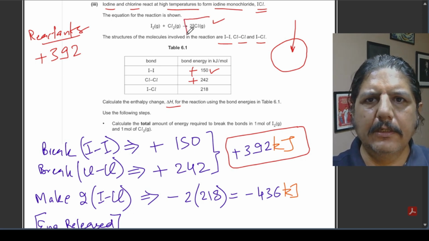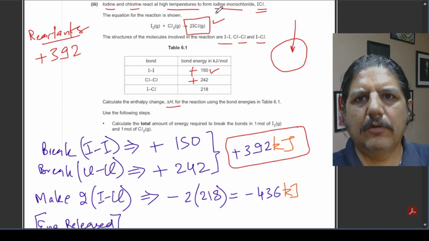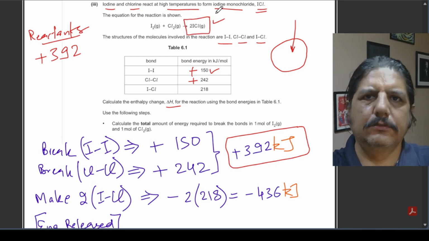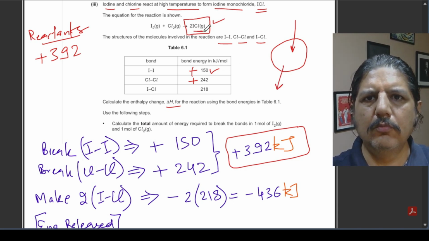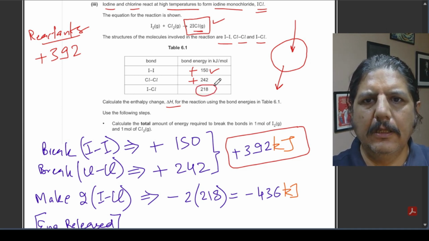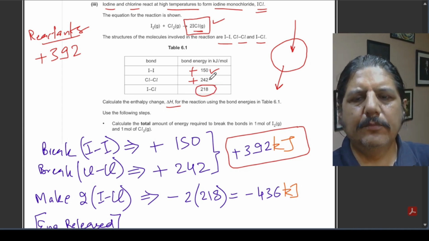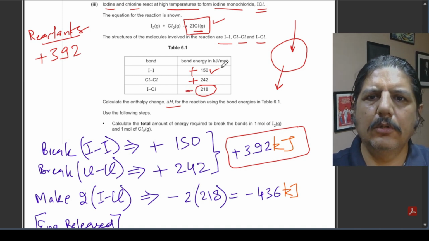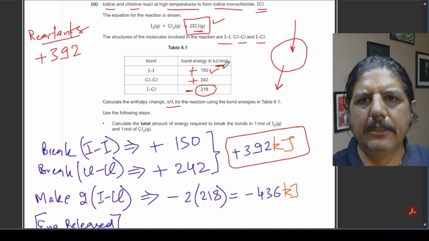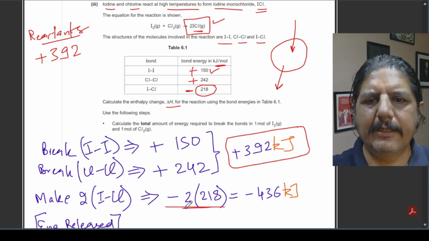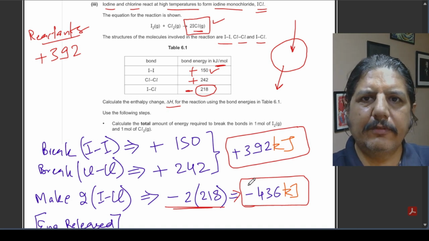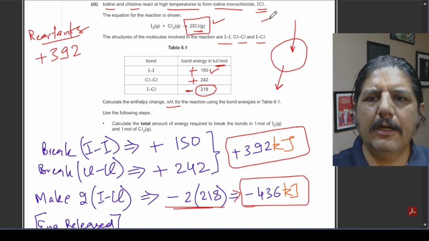But remember, when the products are formed, energy is released. Because 2 moles of ICl, iodine monochloride, are being formed, when 1 mole of ICl is made, then 218 kilojoule of energy would be leaving the system. But we are making 2 moles, so that is why I multiplied by 2. So the total energy which will be released from the system when 2 moles of ICl are formed would be minus 436. After that, it is simple mathematics.